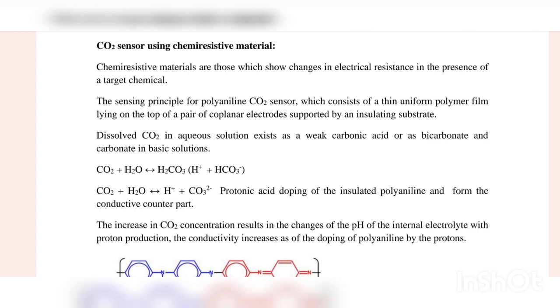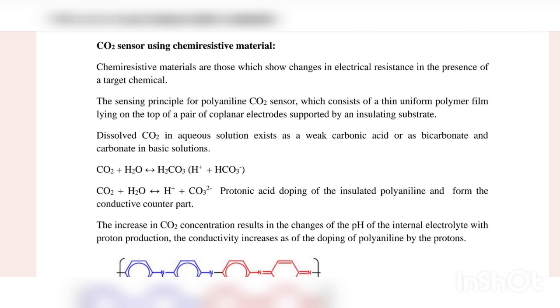The sensing principle for polyaniline, for example, a conducting polymer chemi-resistive material, is very common. Among conducting polymer chemi-resistive materials, polyaniline based ones are very common. So for the sensing principle of the polyaniline carbon dioxide sensor, the sensor can be constructed using polyaniline as the chemi-resistive material. It consists of a thin uniform polymer film on the top of a pair of coplanar electrodes supported by an insulating substrate.